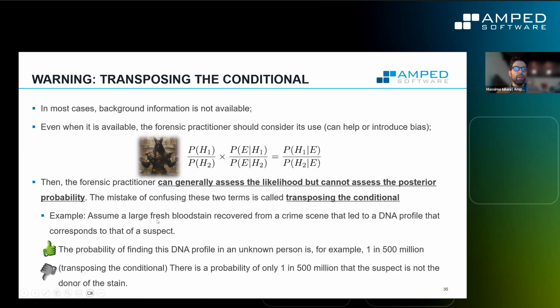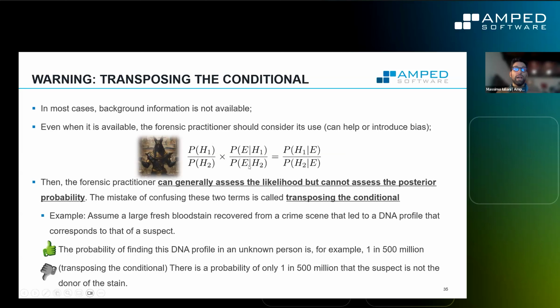So if we have a large fresh blood stain recovered from a crime scene, and we have a DNA profile corresponding to a suspect, and I say the probability of the finding on an unknown person is the value, this is the probability of the evidence given the hypothesis. While if I transpose the conditional and I say there is the probability of, okay, I'm committing a mistake.